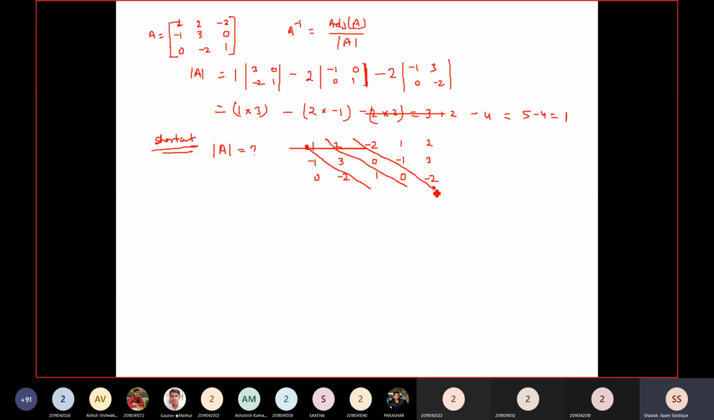Now try to multiply these terms and write them down. 1 into 3 into 1, what will happen? We'll get 3. Again 2 into 0 into 0, again 0, so this will be +0. Again this -2, -1, -2: 2 times 2 is 4, 4 into 1, so this will be written as -4.